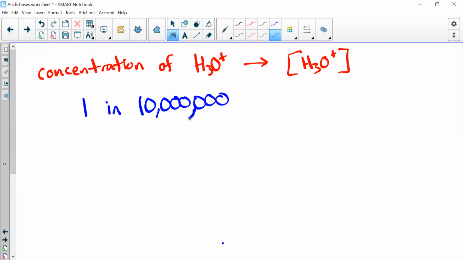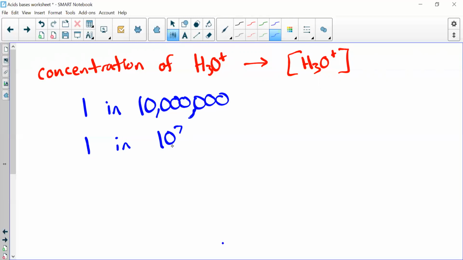So what's another simpler way I can write 1 in 10 million? Well, first of all, 10 million, that's a lot of zeros. Let's write that in scientific notation. This would be 1 in 10 to the 7th, because remember it's 1 times 10 to the 7th, not 10 times 10 to the 7th. So it would be 1 in 10 to the 7th. May have rung a little light bulb for some of you about where pH of 7 comes from.